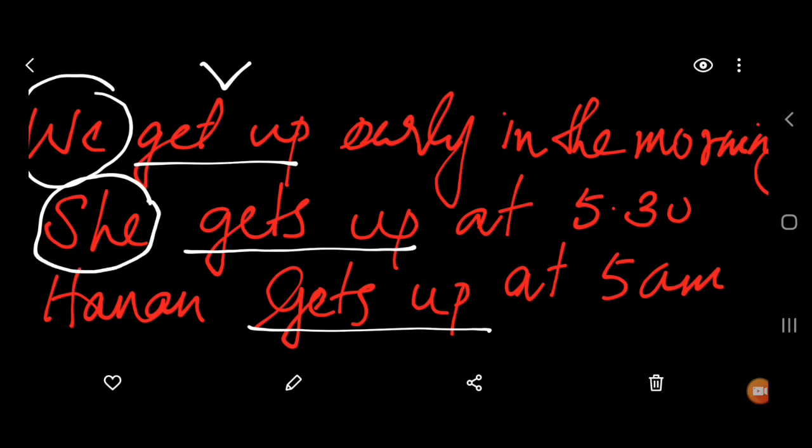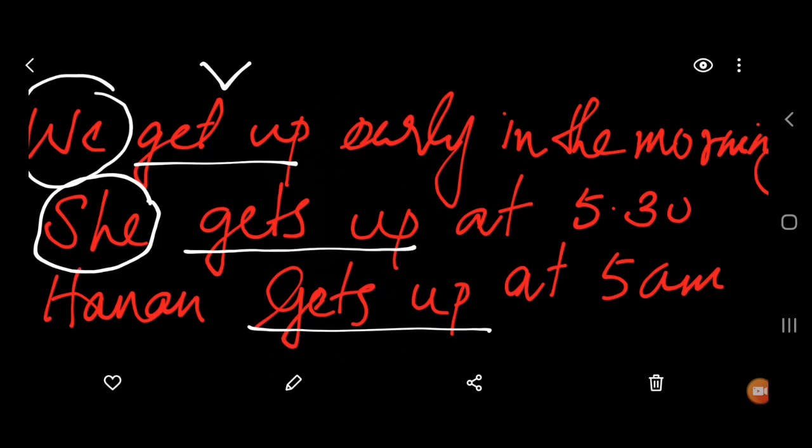Is it singular or plural? Yes, right. That is singular. ഒരാളേ ഉള്ളൂ. She means അവളാണ്, ഒരാളെ. That is singular. And look at the third sentence. Verb is gets up, and which is the subject? Who is doing that subject activity?